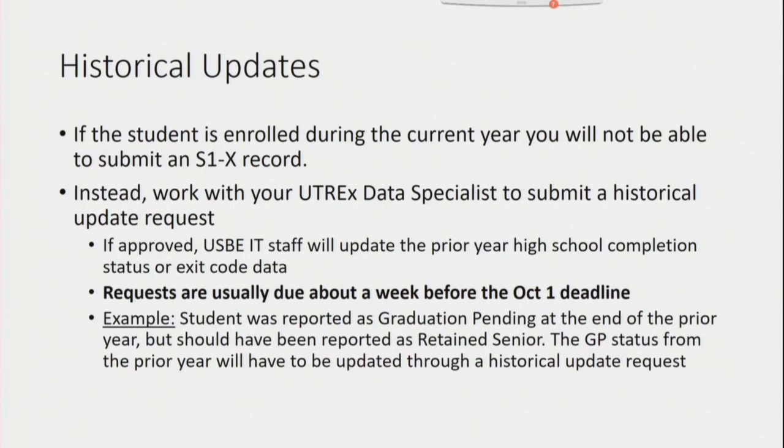Usually you have a student with a fatal error, where a historical update needs to be done to fix the fatal error. And once the update gets made, then you should be able to submit the student's record and not get the fatal error anymore.